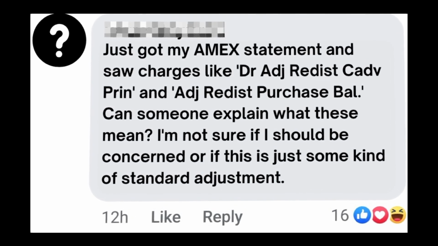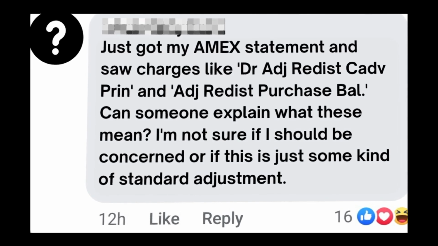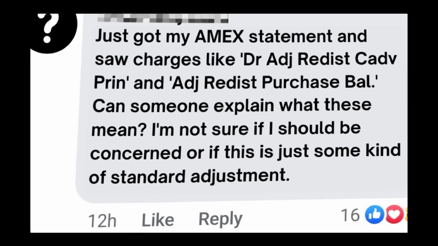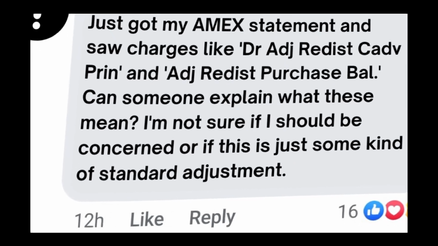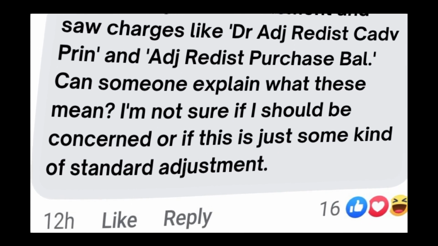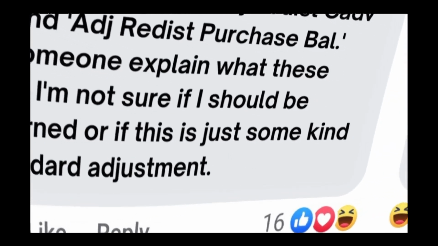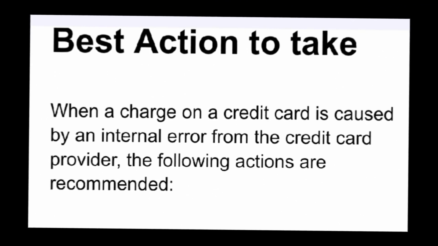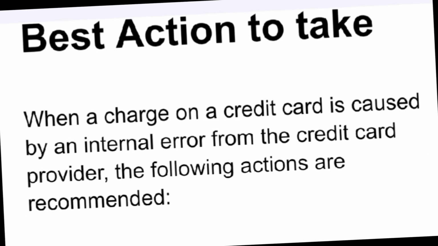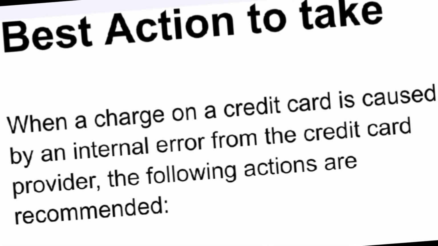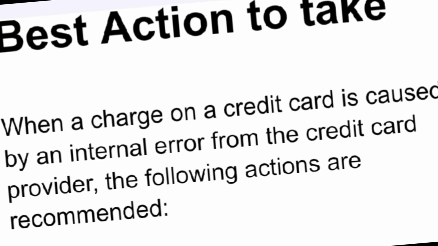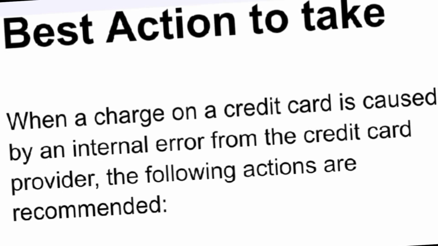In case you wonder exactly where this comes from, and maybe you are already panicking, you do not need to panic. This is exactly what happened. It's just a system error from Amex. Now, what are the best actions that you can take in case you see this type of charge? It's not easy just seeing money being deducted from your account, so you want to be extra careful.